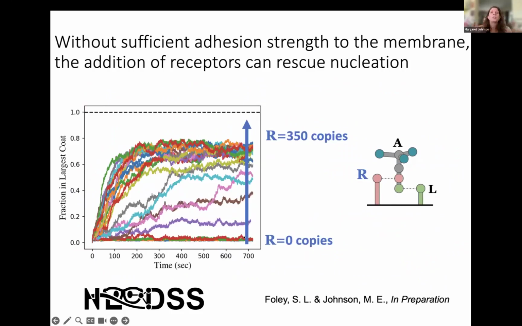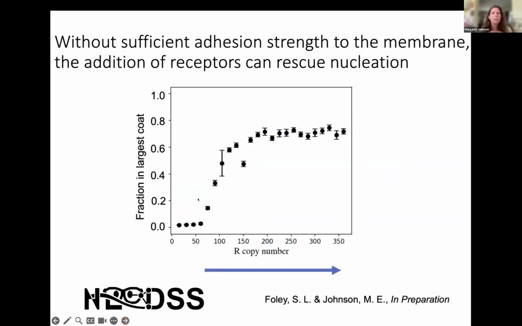But what happens now if we start giving it receptors? Can these be tuned to actually drive nucleation? And from simulation, we can see that, yes, we added in receptors and we started nucleating coats. So this is time, and this is the size of the fraction in the largest coat. And if we look at the equilibrium behavior, so this is the size of the coat as a function of receptors, you can see there's a transition as we add in receptors. There's no clathrin lattices here. And then eventually there's a fairly sharp transition, and then you get these nice coats. So we can show that the receptors indeed can trigger nucleation.